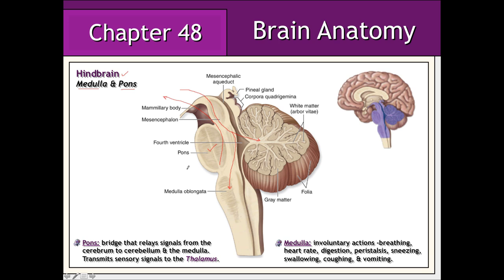With regards to the medulla, this region of the brain lies immediately below the pons at the very top of the spinal column, and it is adapted for stimulating most all involuntary actions of the body, which include breathing, the regulation of heart rate, digestive activity, sneezing, coughing, swallowing, and even vomiting. Because the medulla is adapted for regulating vital activities, any damage to this region of the brain is generally fatal.